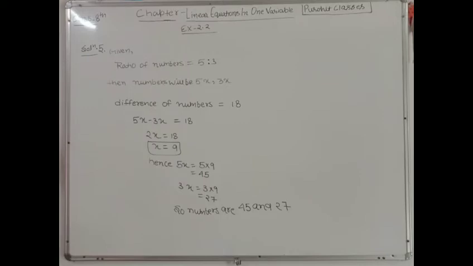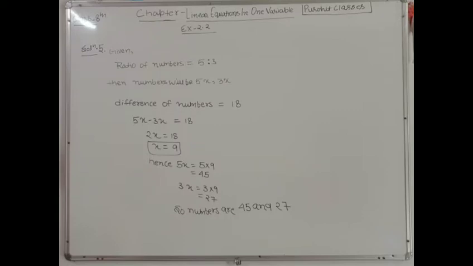In this type of question, when two things are given in the ratio, you know it very well, then they are assumed as 5x and 3x. Understood? This you must have studied in ratio and proportion in the previous class. So if the ratio of numbers is 5:3, then the numbers will be 5x, 3x.